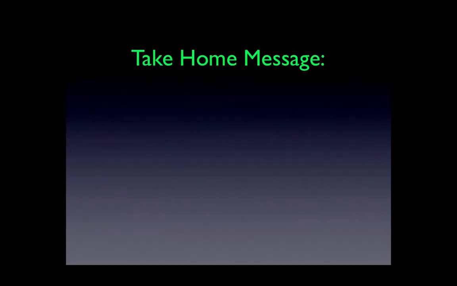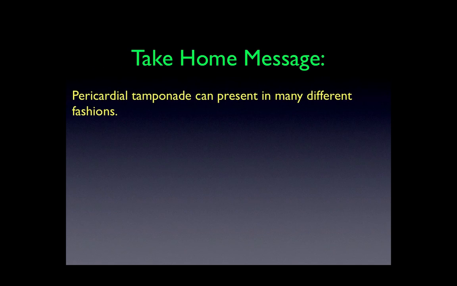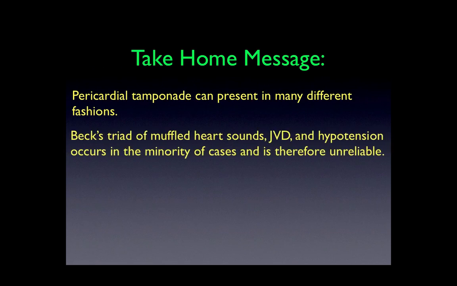So what's the take-home message? Of course, pericardial tamponade can present in many fashions, one being hypotension. Beck's triad of muffled heart tones, jugular venous distension, and hypotension occurs in a minority of cases and is therefore unreliable. It occurs in approximately 25 to 30% of the cases only.